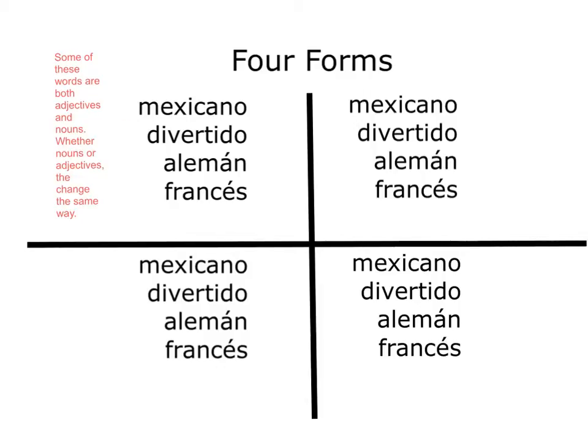So I need to make some changes to these to go along with the gender. So if I have a professor who's Mexican and it's a woman, I want to say mexicana, and I'll change the O to an A. If my professor is divertida, fun, I'll change again the O to an A. If my professor is a woman and German, she'll be alemana instead of alemán, and I need to lose the accent.